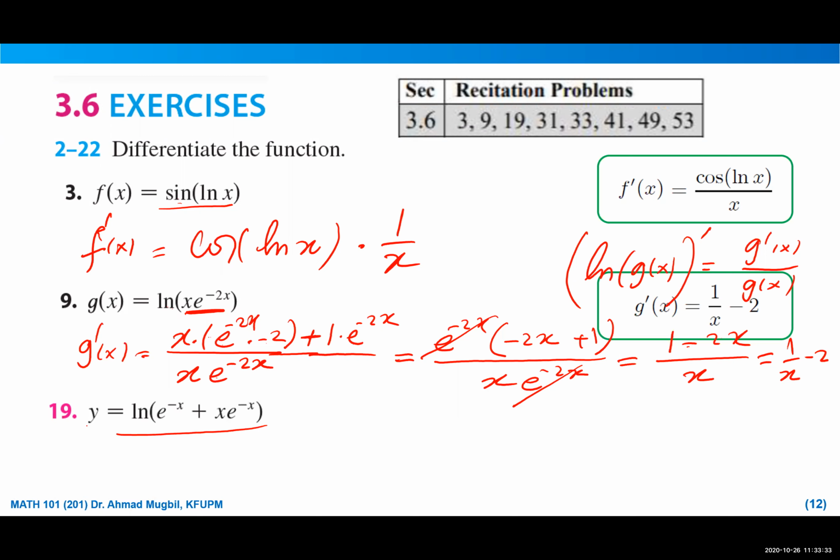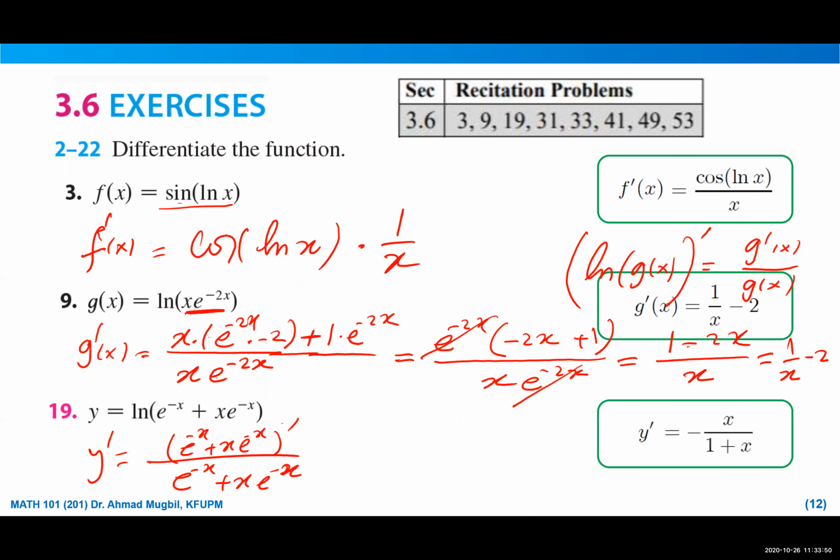I will not repeat this. The same as you did here. The derivative will be the same argument here. Here you will put the derivative of it. The derivative of this, I will leave it for you, and the final answer is here. Simplify it as much as possible.